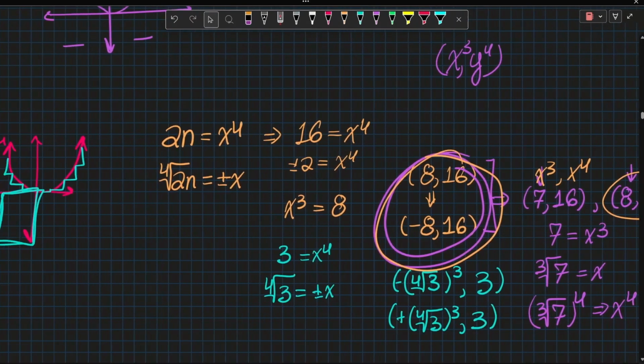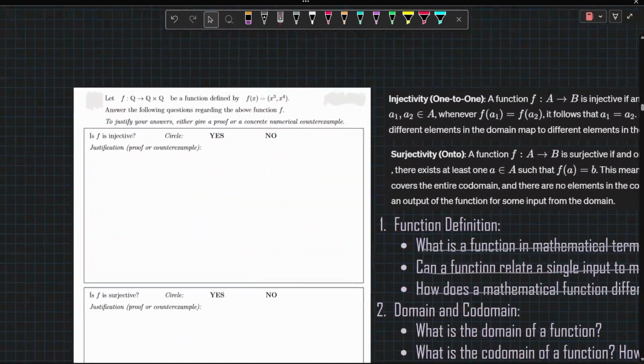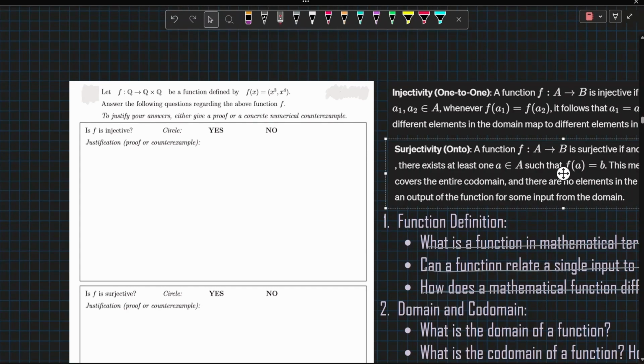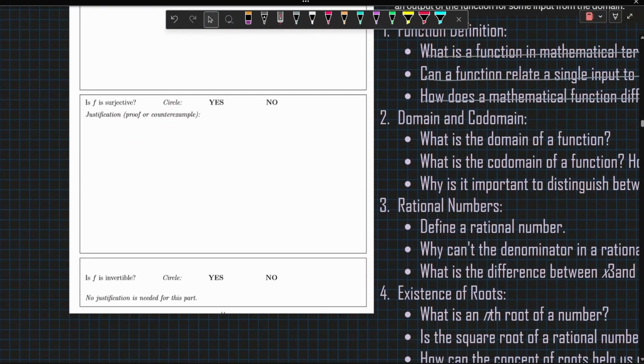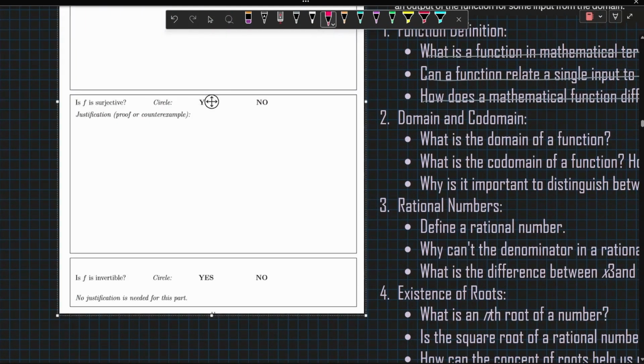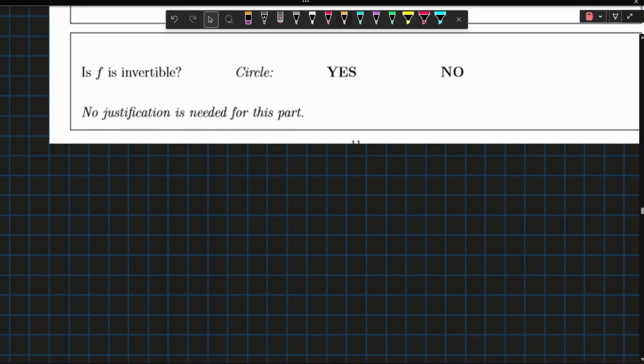So we can go back to the original question, and it asks us whether it is injective, and we did provide the relevant justification. And is it surjective? Yes, we provided a relevant counterexample. Sorry, no, it's not. Now, invertibility.